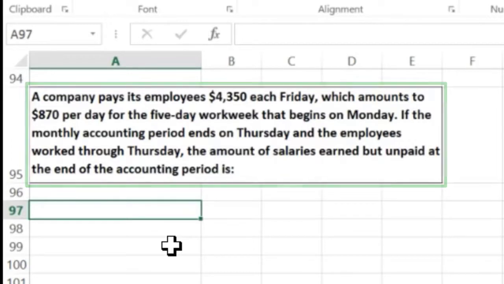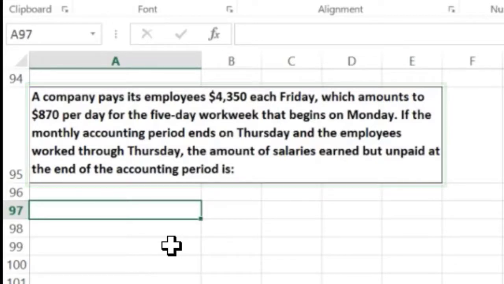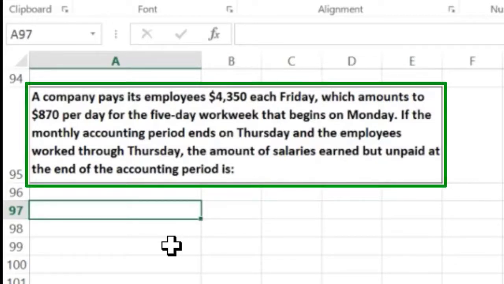So Monday through Friday work week, they get paid $870 per day if that gets paid at the end of the week on Friday. If the monthly accounting period ends on Thursday, and employees worked through Thursday, the amount of salaries earned but unpaid at the end of the accounting period is what?